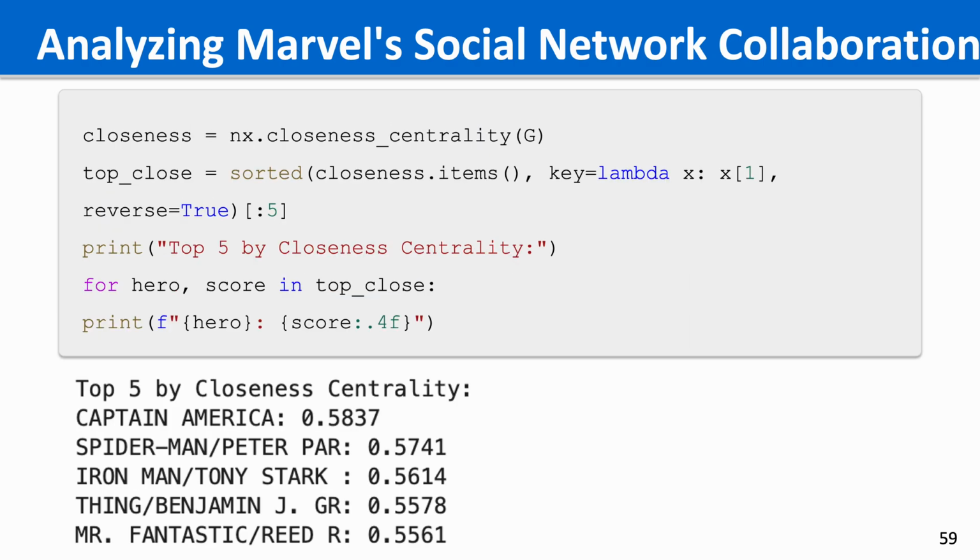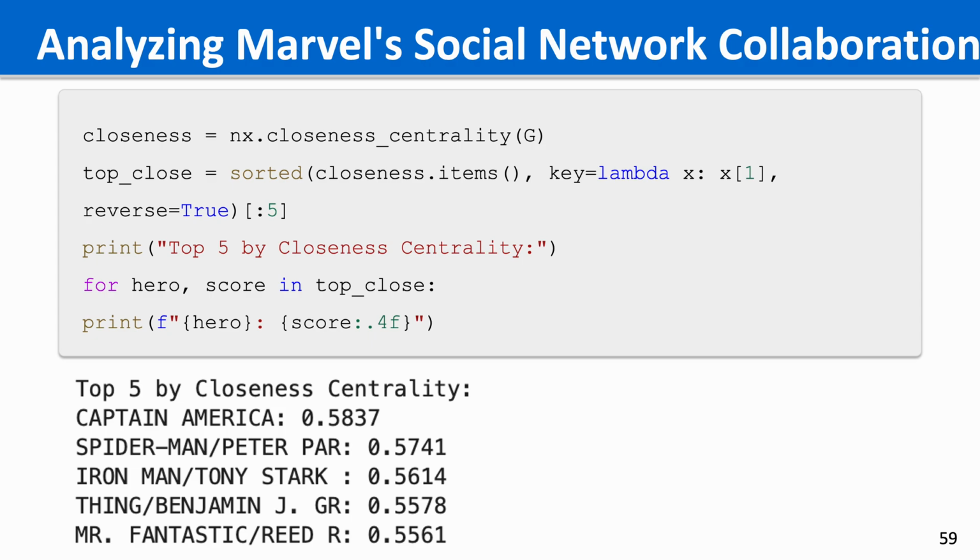Now let's talk about closeness centrality, or how quickly a hero can reach everyone else in the network. In simple terms, a high closeness score means you're never far away from anyone. You're just a few steps from anyone in the universe. So who are the Marvel heroes with the best network reach? Captain America tops the list. No surprise there. He's respected, connected, and seems to be everywhere at once.